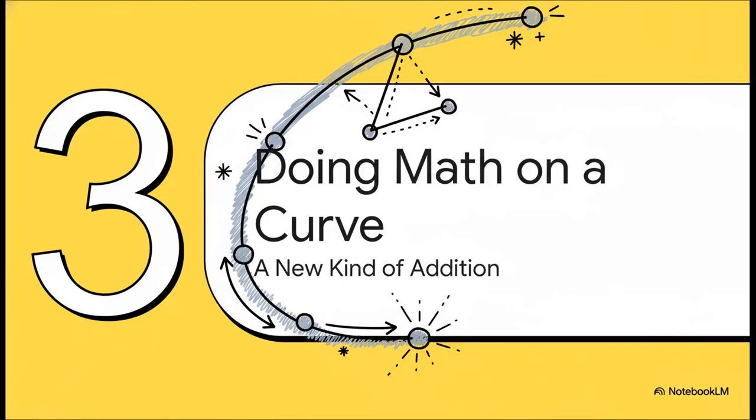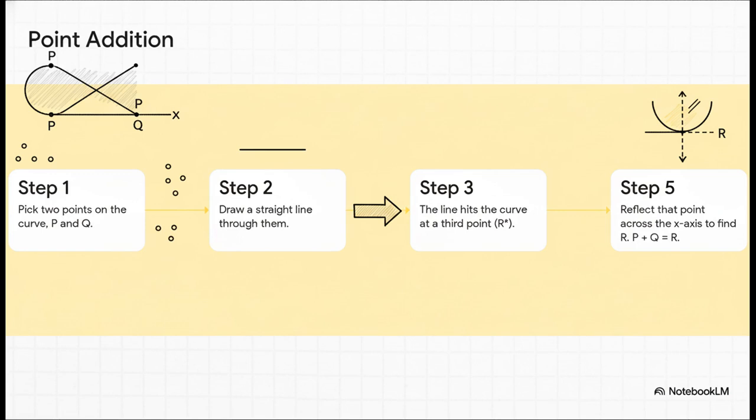Okay, this is where the magic really starts. We're going to completely throw out the normal rules of addition. We're going to define a brand new way to add things together that only works for points on our curve. It might sound complicated, but it's really just a little geometric game. You pick 2 points, P and Q, you draw a straight line through them, you see where that line hits the curve a third time, and then you just flip that third point vertically across the horizontal axis. That final spot you land on, that's what we call P plus Q.